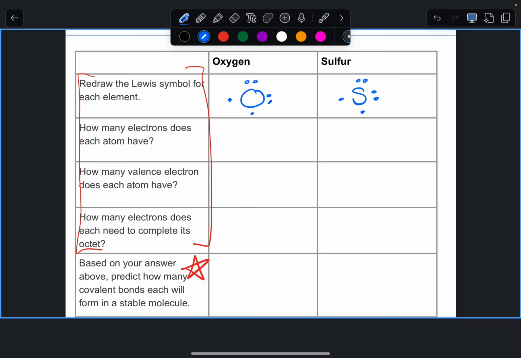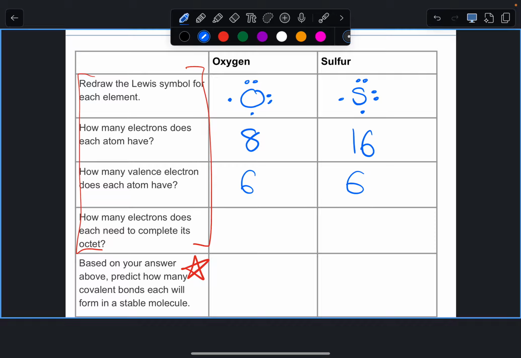So symbols, you can just copy those, or hopefully you remembered how to do them. How many electrons? Well, first people are like, oh, 6, right? Well, it's not valence electrons. It's actually asking about electrons. So oxygen has 8, sulfur has 16, but who cares how many they actually have? They both have 6 valence electrons. We don't really care about the core electrons.